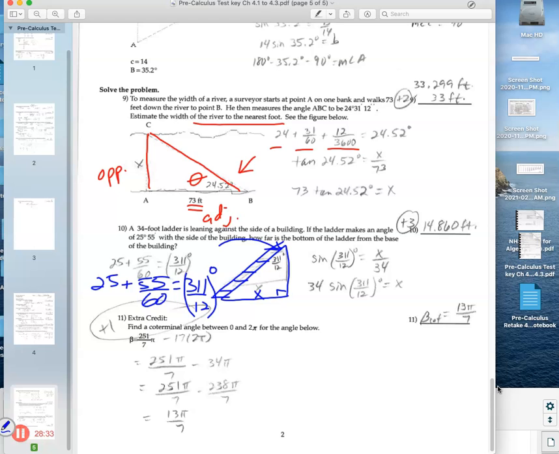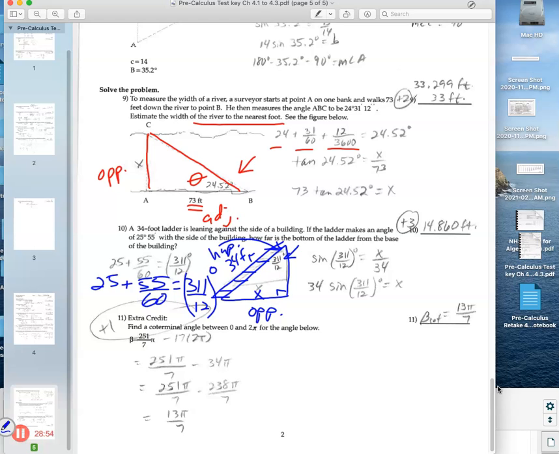So what we have is our angle, and opposite is x, and we know that the ladder is 34 feet, and that's the hypotenuse. And the trig function using SOHCAHTOA that would do that would be sine. So the sine of 311 twelfths degrees equals x over 34. Multiply both sides by 34.